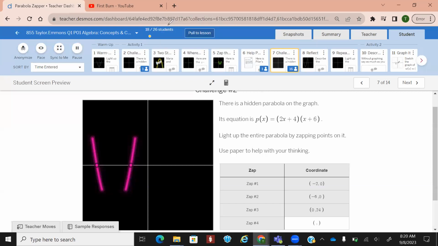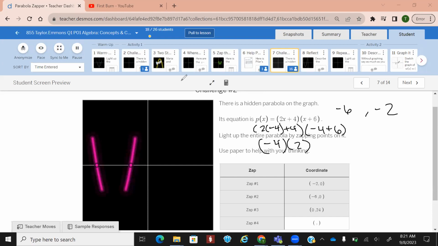The vertex is located in between which 2 points? The x-intercepts. So what number is in between -6 and -2? -4. All right, so if I plug -4 into this equation, what do I get? That's going to give me 2 times -4 plus 4 times -4 plus 6. 2 times -4 is -8 plus 4 is -4. -4 plus 6 is +2.